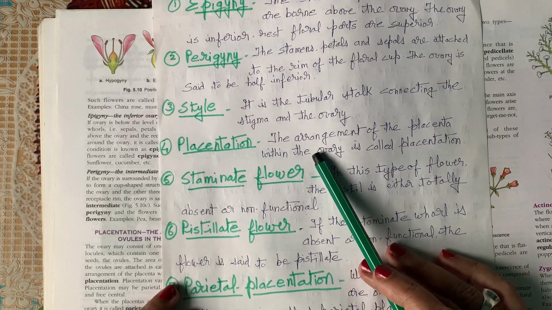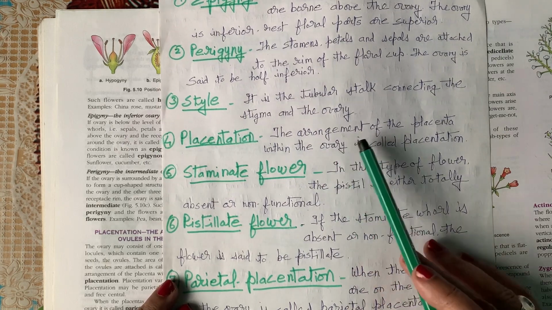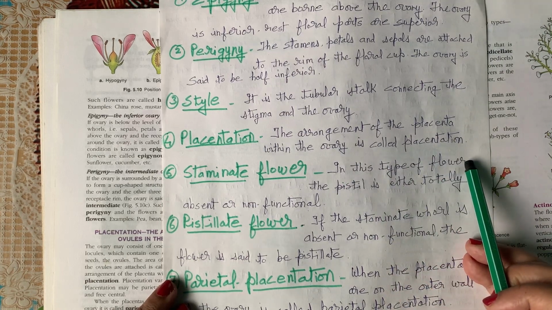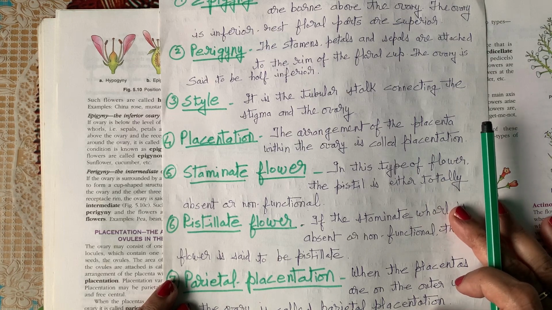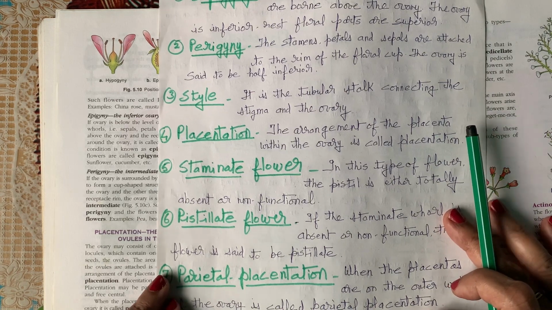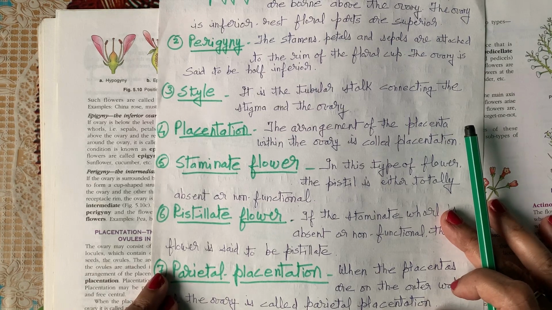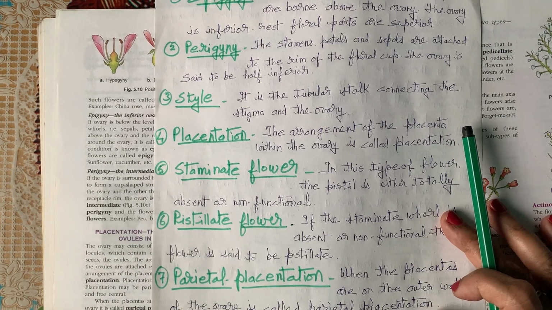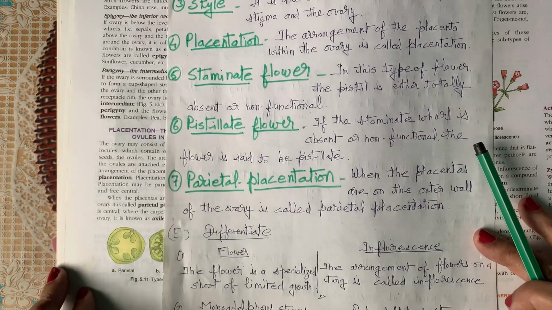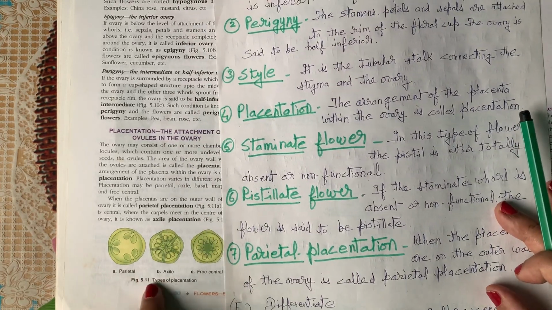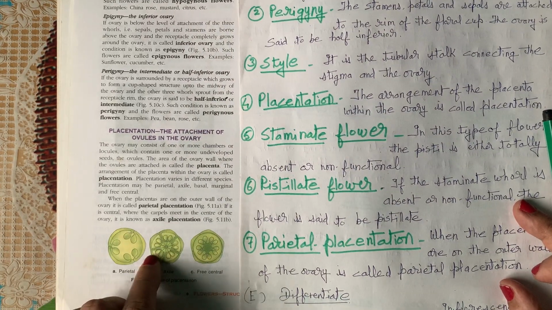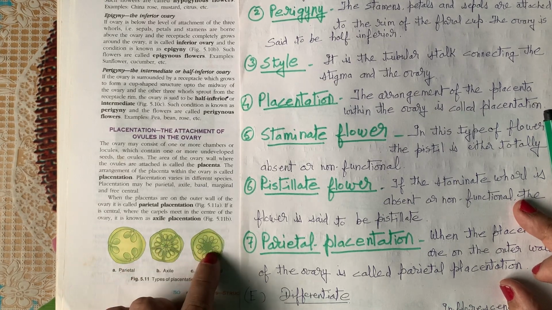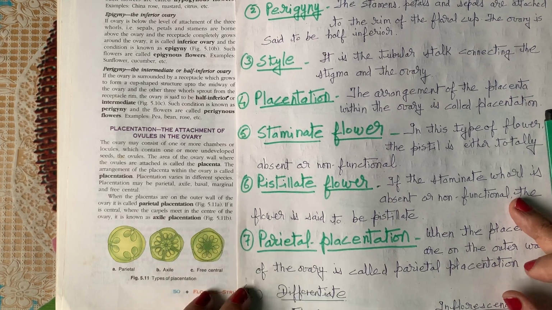What is placentation? The arrangement of placenta within the ovary is called placentation. How the ovules and placenta are arranged inside the ovary. Now, how these placenta are arranged: it may be present on the outer wall of the ovary, or at the central axis of the ovary, where they are freely fused in the center.